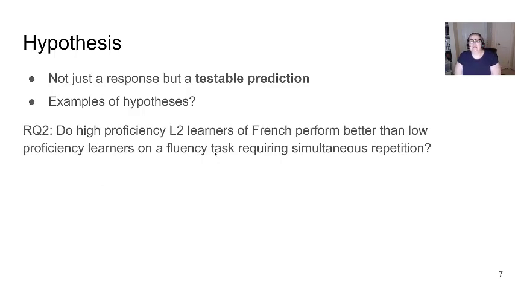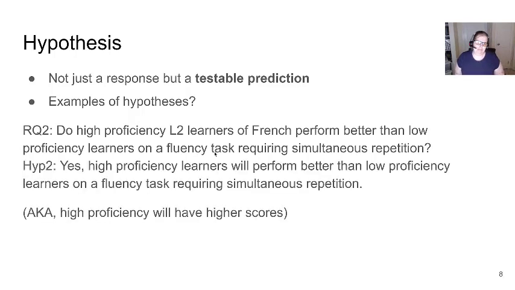Here's another example. This is the last one I proposed back when I was showing you some research questions, the one with the most detail. Do high proficiency L2 learners of French perform better than low proficiency learners on a fluency test requiring simultaneous repetition? And I want you to think for a second, okay, what is a potential hypothesis that is a testable prediction response to this? Okay, this one's mine.